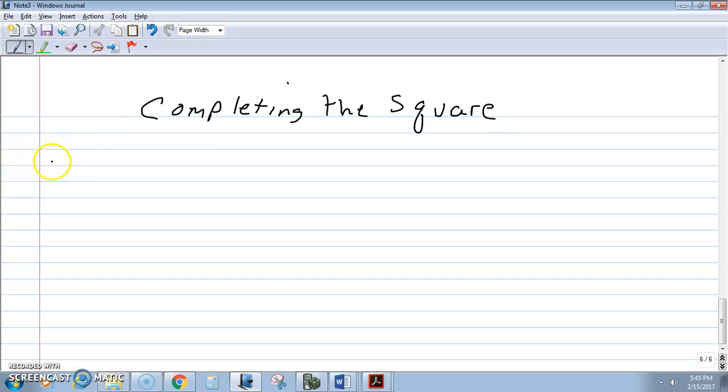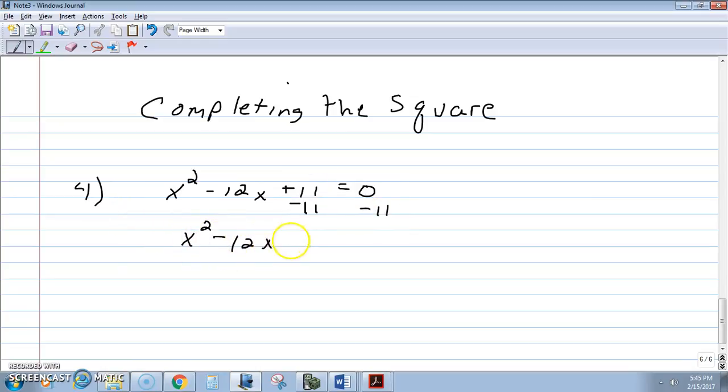So let's start with, I don't know, number 4, which is x squared minus 12x plus 11 equals 0. I need to get this constant by itself on the other side, so I subtract 11 from each side. I'm going to leave a blank spot here, and it's always going to be a plus, because anytime you square something, you get a positive. Negative 11.